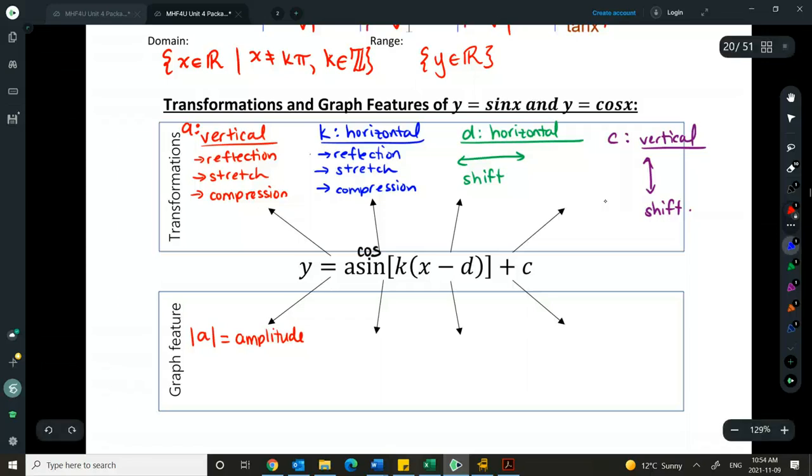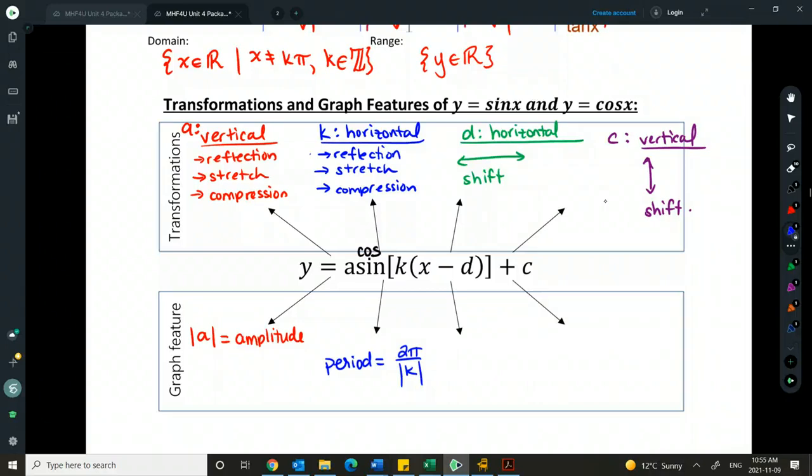Okay, the K value, so in degrees, we said that k was equal to 360 over the period. In radians, we say that the period is equal to 2 pi over k. I should say absolute value of k as well, because it's the positive version of k. Usually k won't be negative anyways, but.